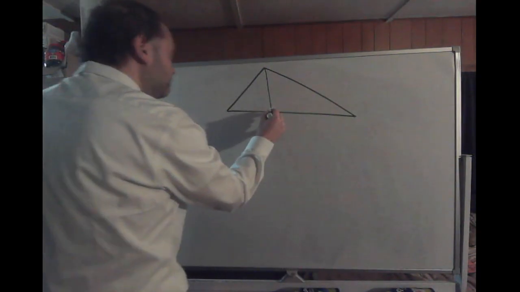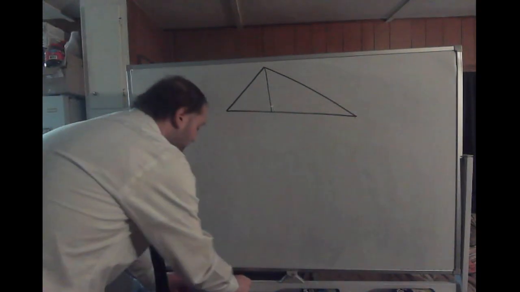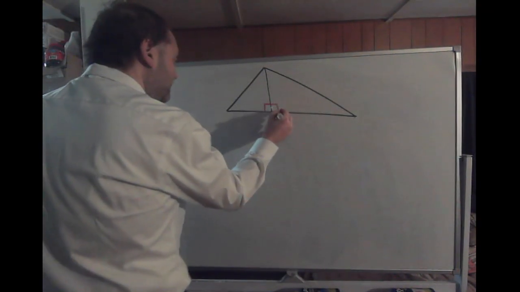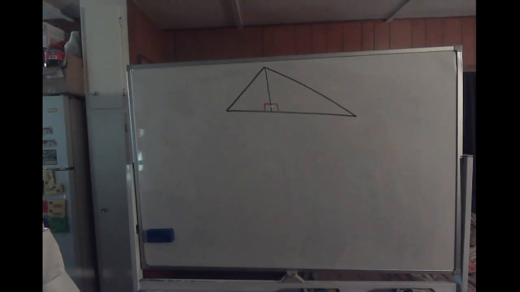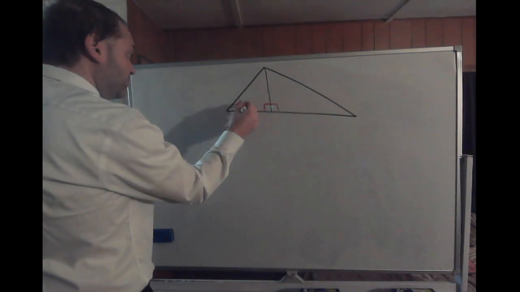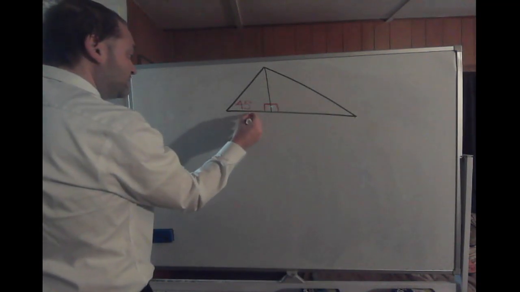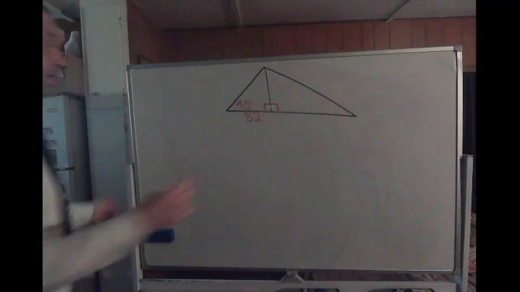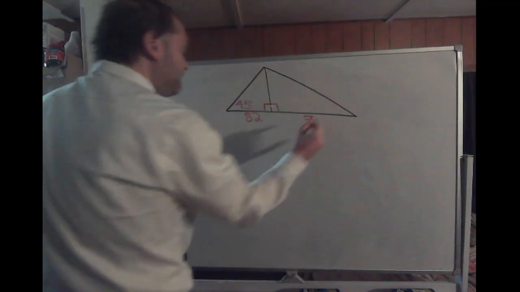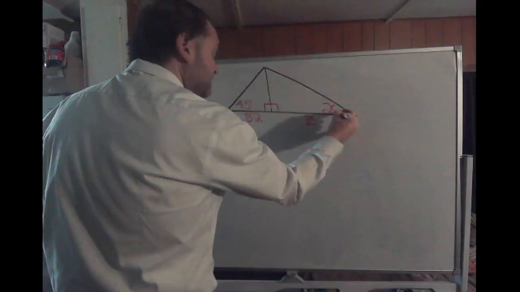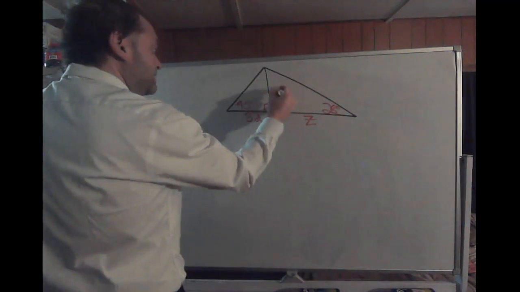That forms 2 right triangles again. Alright, so we got 2 right triangles here. This is 45 degrees. This has a length of 82. This has a length of z. This is 28 degrees. This has a length of w.